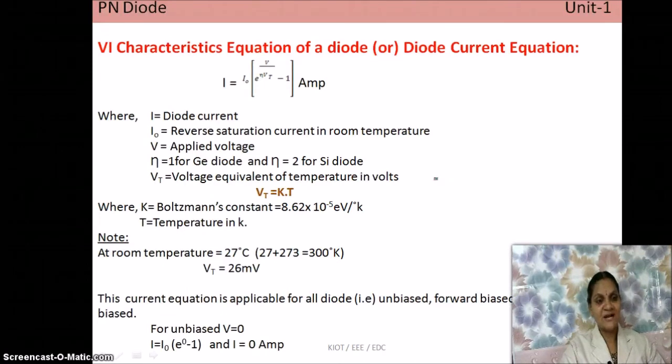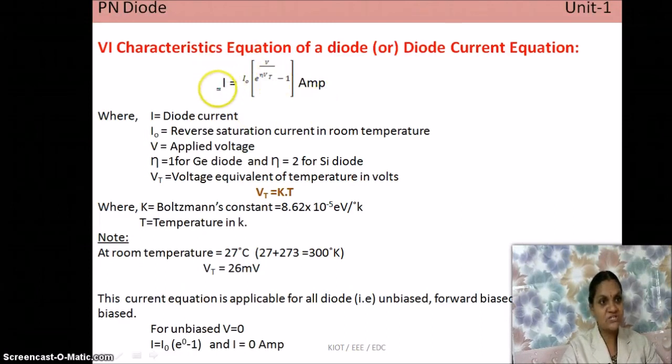And the next and last topic is the VI characteristic equation. This is one of the important equations. We have discussed the VI characteristics, how the characteristics behave. If we govern that in one equation, that is called the VI characteristic equation. This equation tells how the diode will behave in forward bias and reverse bias conditions.